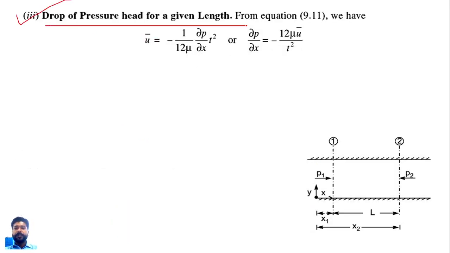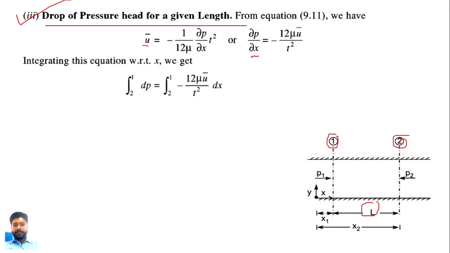The third thing is to find the drop of pressure between two cross sections at a distance of L. The average velocity, as we already found, is minus 1 upon 12 mu del p upon del x t square, or del p upon del x equals minus 12 mu u bar by t square.